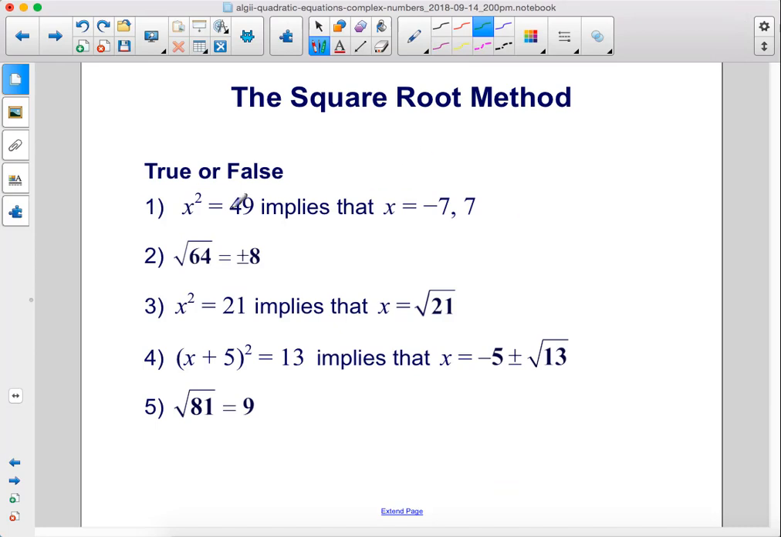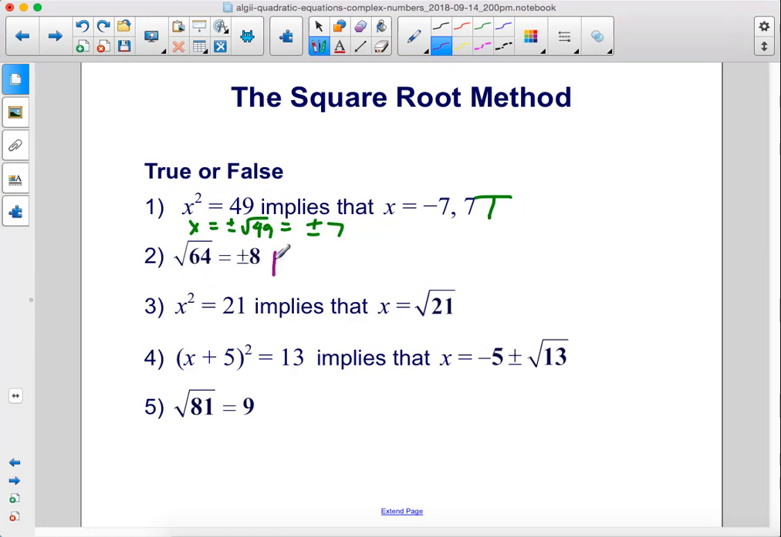True or false? X squared equals 49 implies that x equals negative 7 or 7. This is true. If we take the square root of both sides, we get x equals plus or minus the square root of 49. The square root of 49 is 7. Therefore, it's plus or minus 7. So this is true. The square root of 64 equals plus or minus 8.